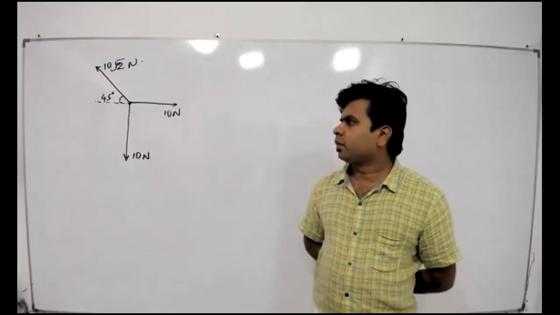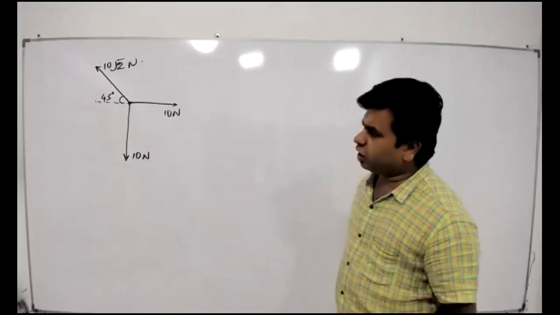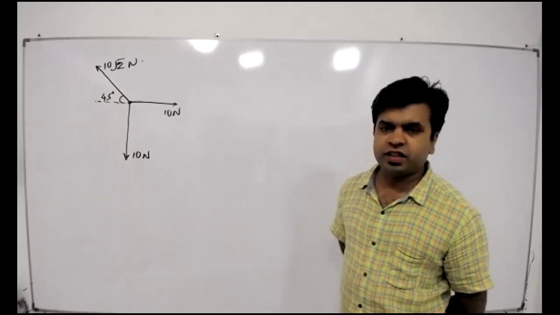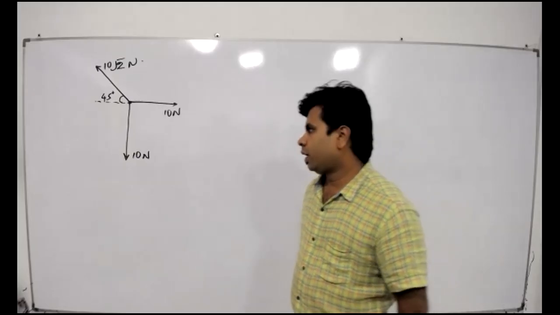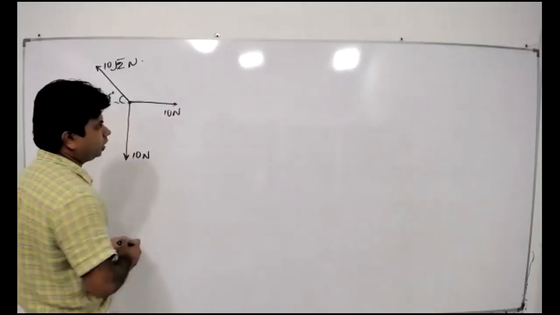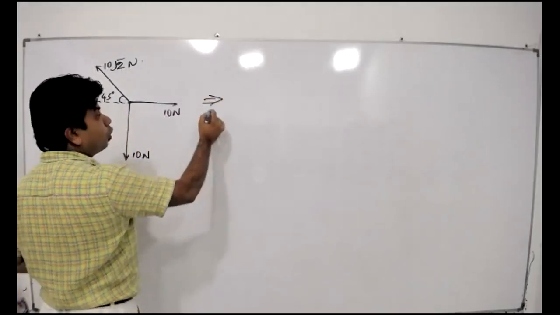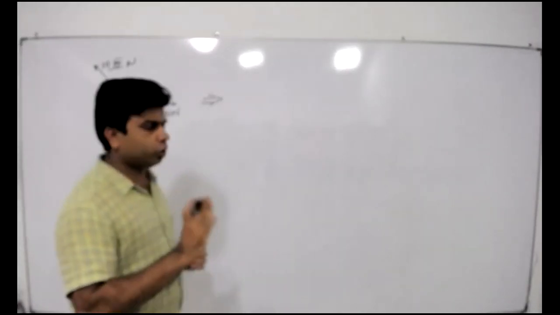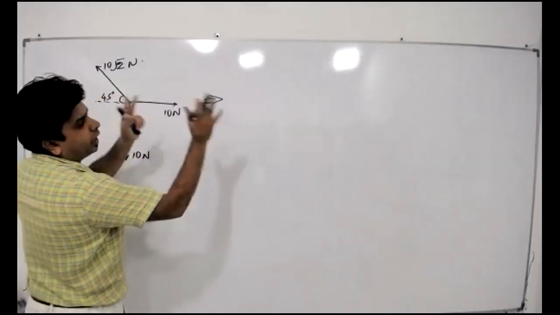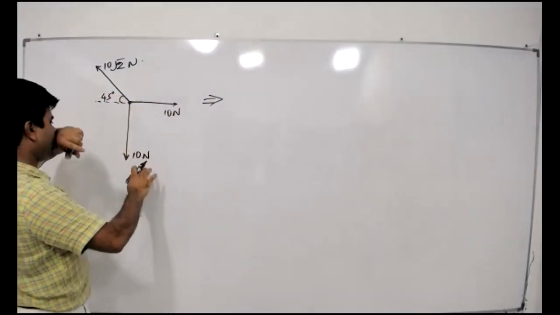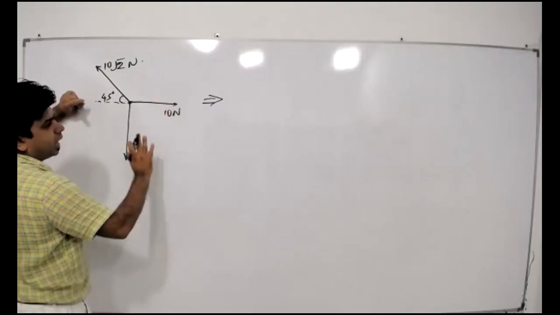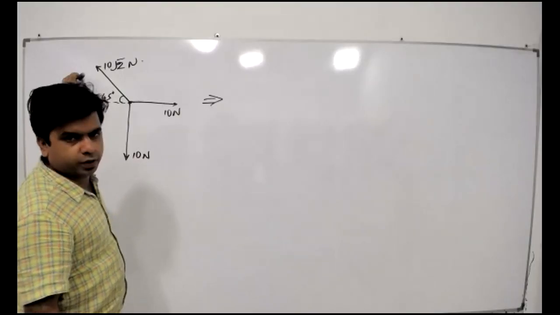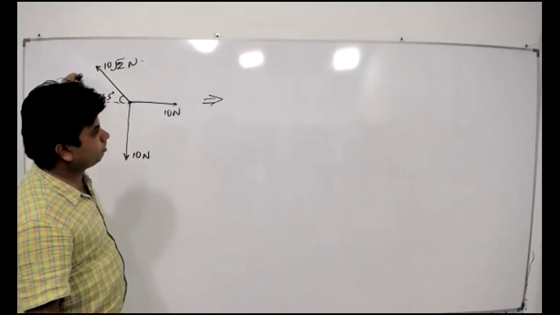Anyway, now there are three coplanar forces. Now, shall we check whether the particle is in equilibrium or not? Actually, we can represent this in a scale drawing. We are going to draw a diagram for these forces. That means these forces are going to be represented by a scale drawing. What does it mean?